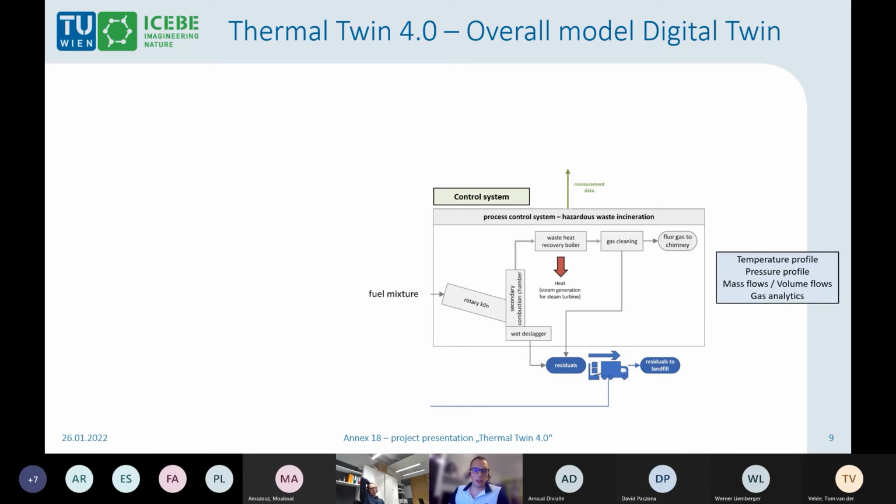Now, I would like to explain to you in the next slides what the main idea of the digital twin is. First of all, we have the physical facility with the plant and its control system. Out of the control system, we get measurement data. This measurement data contains temperature profiles, pressure profiles, mass flows, gas analytics, and so on. And we can feed this measurement data to a physical-based simulation model.